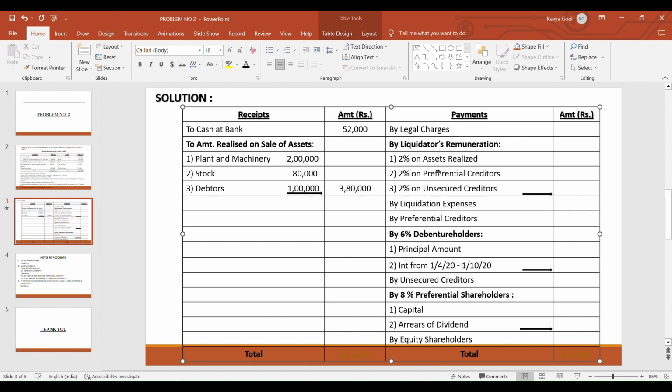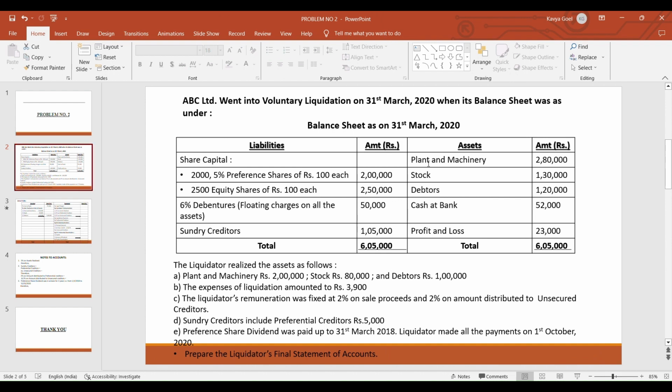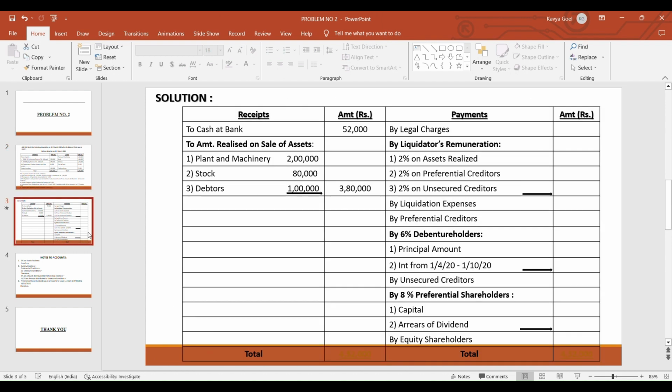Now we will go to the payment side. So first we write the legal charges. In this question, since the legal charges are not given, we will write nil, or we'll just put a dash over there. Now after legal charges, we have the liquidator's remuneration.